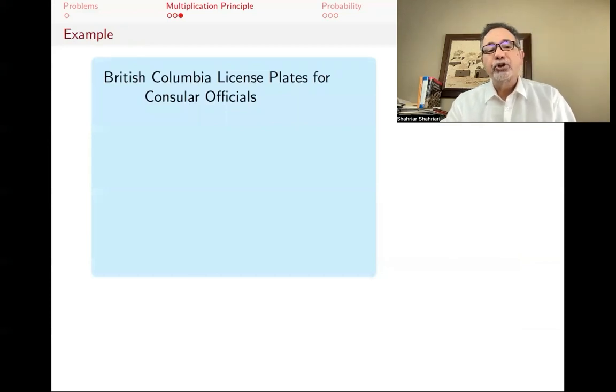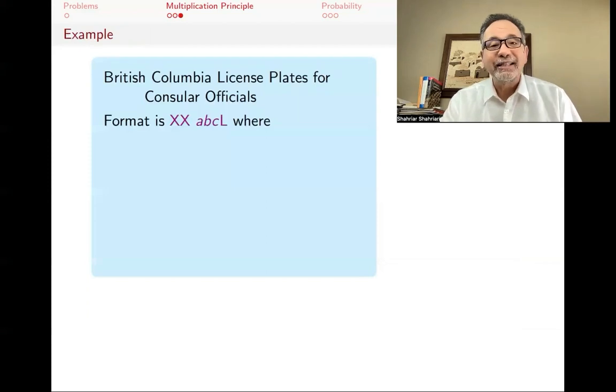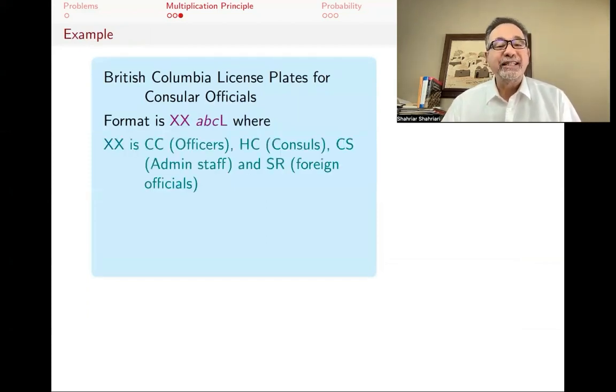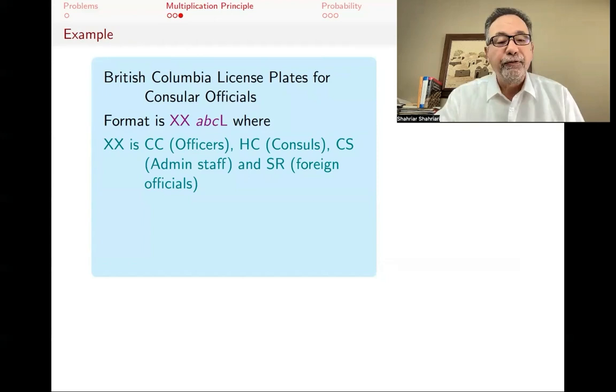Another example, British Columbia license plates for consular officials are all of the form XX, A, B, C, L. And what are these things? XX stands for either CC, HC, CS, or SR. CC is for consular officers. HC is for honorary consuls. CS is for administrative staff or technical staff. SR is for sub-state foreign officials.